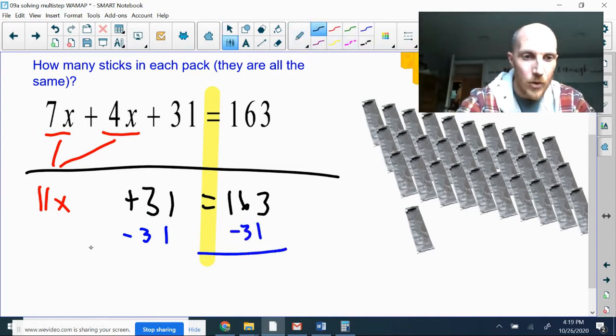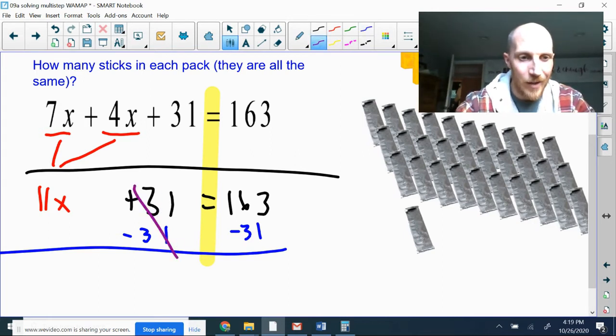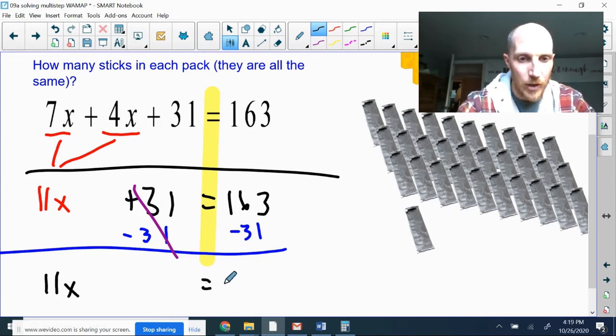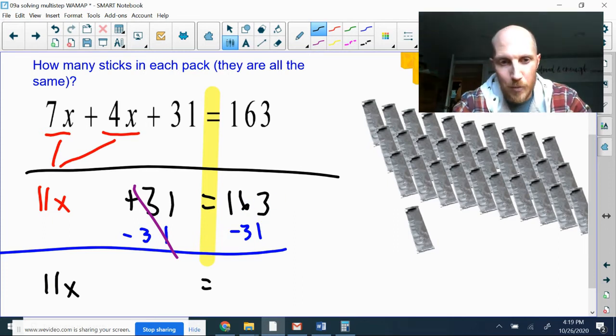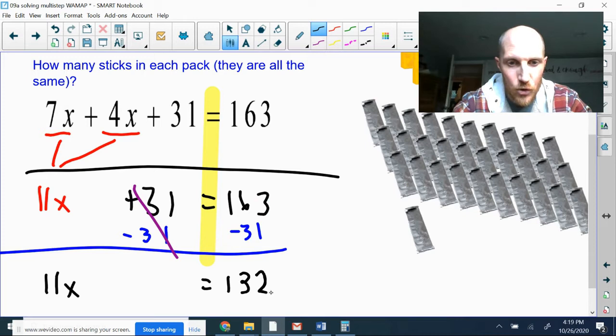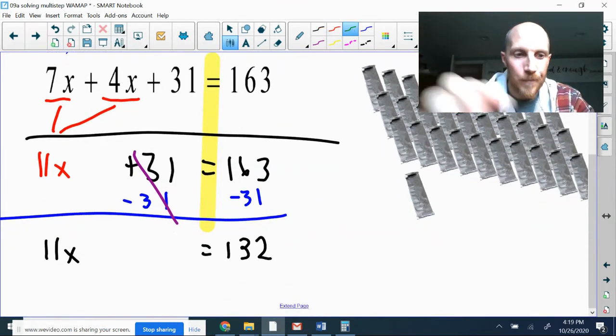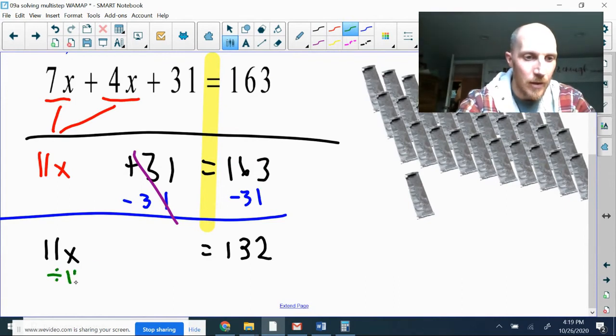Okay, and then let me do it on the other side. There we go. So adding 31, subtracting 31, those are opposites. They're going to cancel each other out. This 11x is going to drop down to my next line. 31s are gone. The equal sign comes down. 163 minus 31, that is 132. And my last step, I'm going to divide both sides by 11.